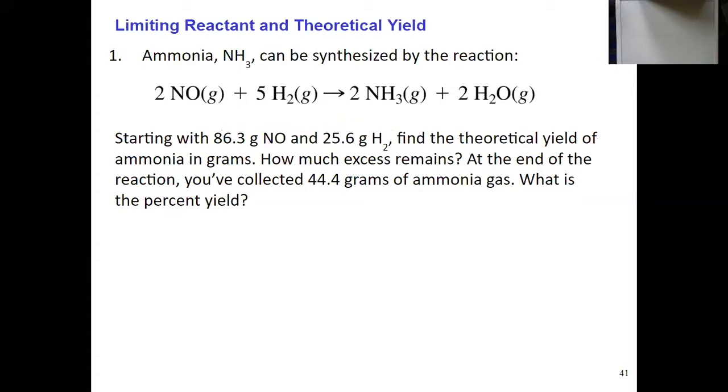So in this case, the problem is telling us exactly which product we are going to be focusing on, right? So we're going to figure out what the theoretical yield of ammonia is specifically, and then we are going to figure out how much of the excess reactant remains. And then at the end of the reaction, it tells us that we have managed to collect 44.4 grams of ammonia gas. From that, we're going to be able to calculate the percent yield. Okay? Now, at this point, I'd once again ask you to pause and see how much of this you can calculate on your own, okay, before I talk through the rest of the example.